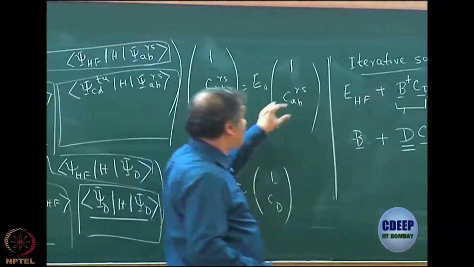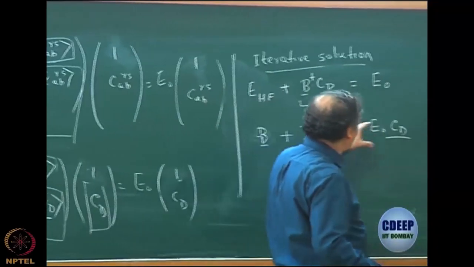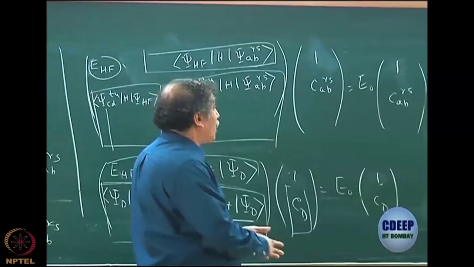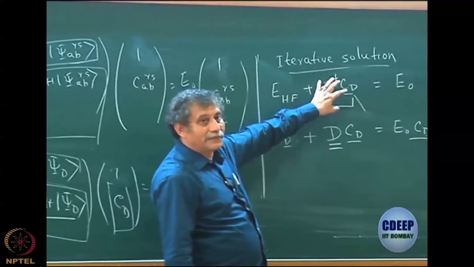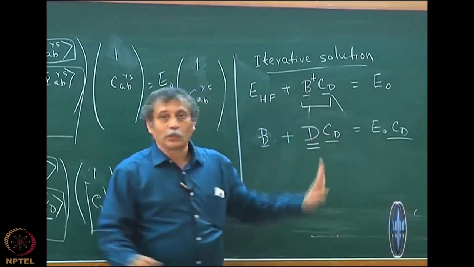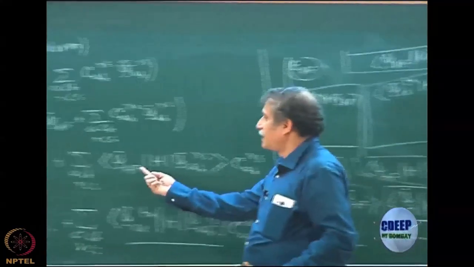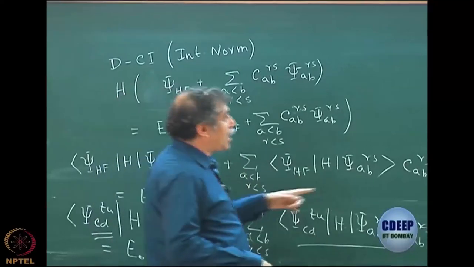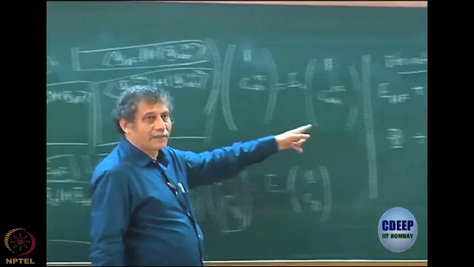So this is a one-dimensional equation. The dimension of the equation is the number of doubly excited amplitudes here. So I need to calculate this quantity. Remember, what is unknown, what is known? B dagger is known because that's the matrix element. I can apply the Slater rule and find it out. What is not known is the CD, right?